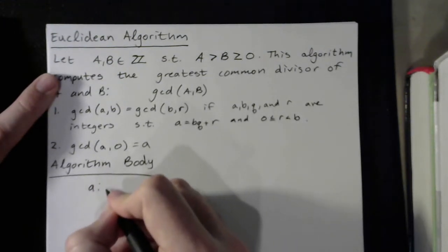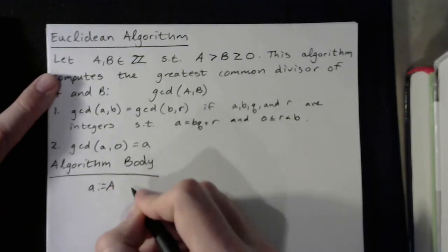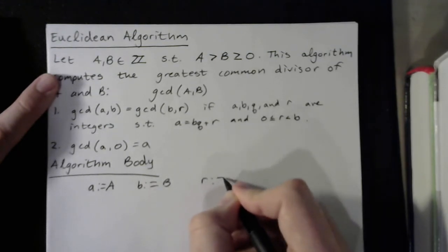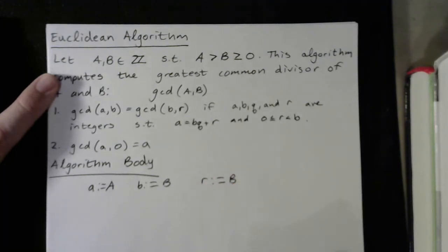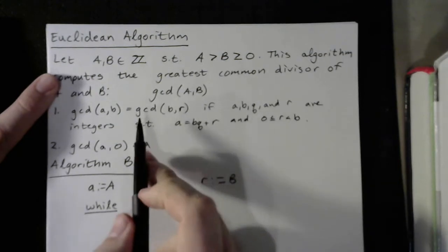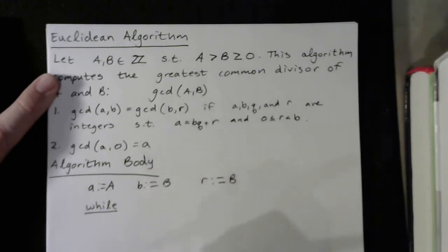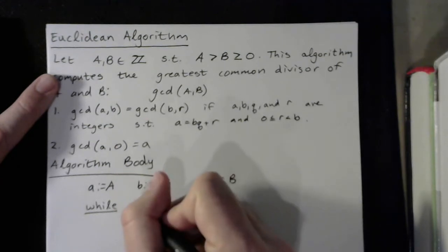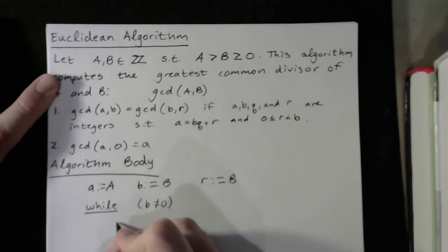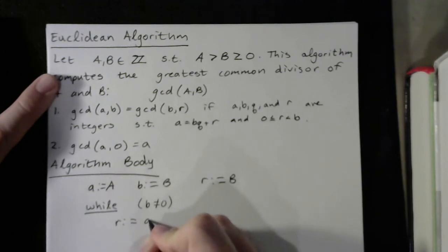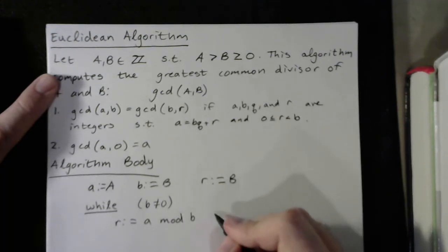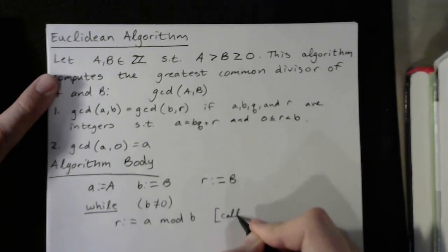So we start with little a is defined as capital A, little b is defined as capital B, and r, our remainder, is defined as capital B. So since it's hinging on the remainder theorem, we know that it's going to be using the division algorithm. So while little b is non-zero, r gets defined as a mod b, and usually this is done by calling the division algorithm.